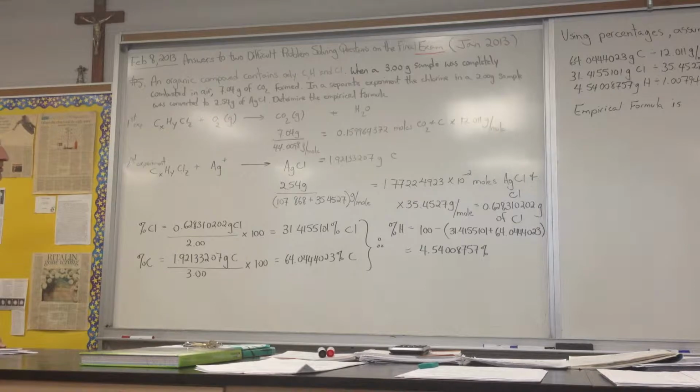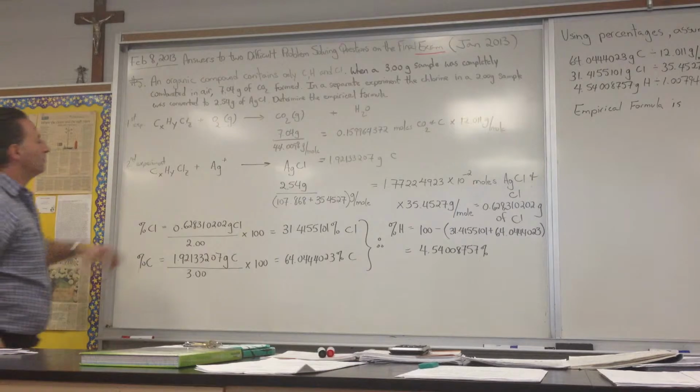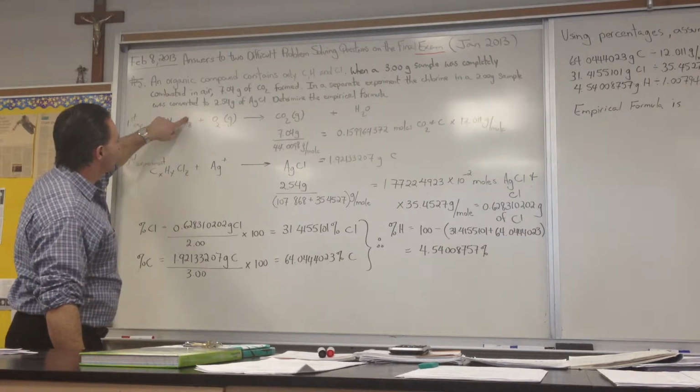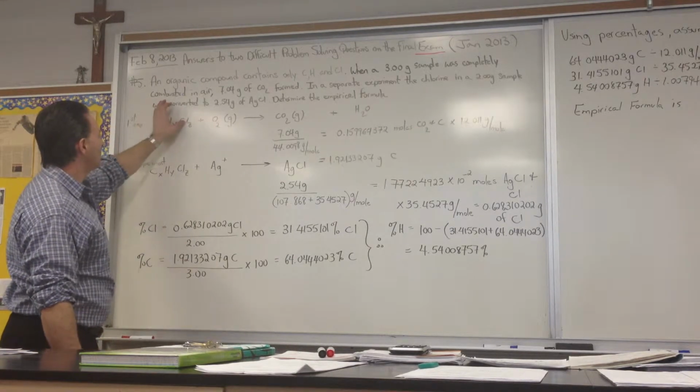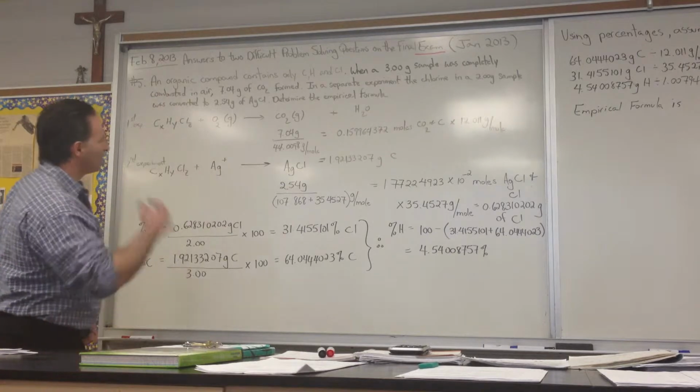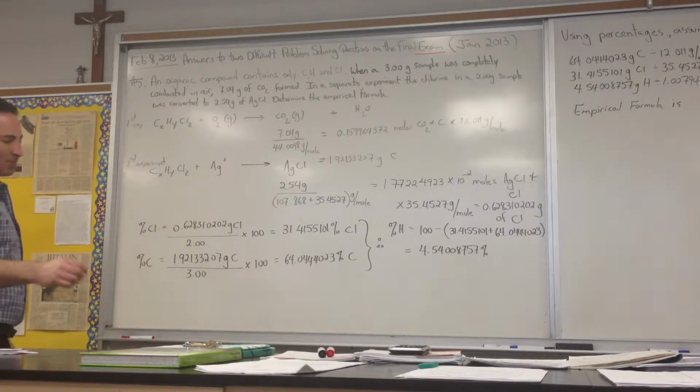I've posted two of the answers in the final exam from January 2013, mainly because the results on those two questions were less than what I expected. In the first question, number 5, it's a percent composition, where two separate experiments are performed to determine the percent composition of an unknown compound.